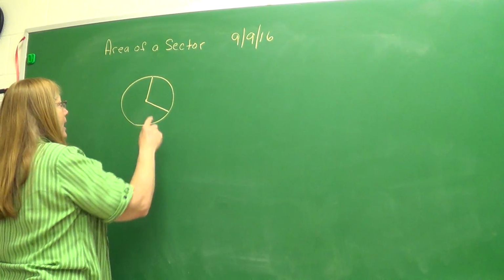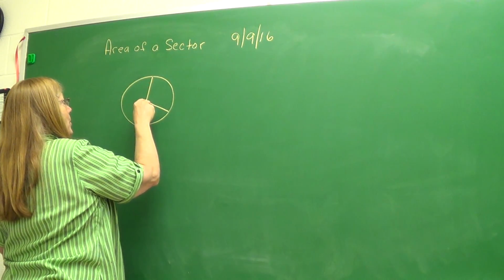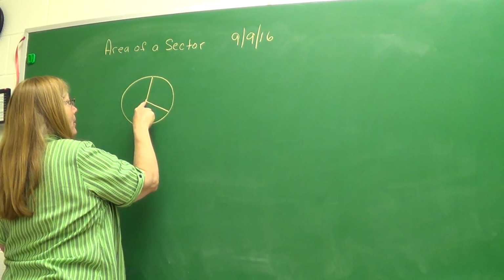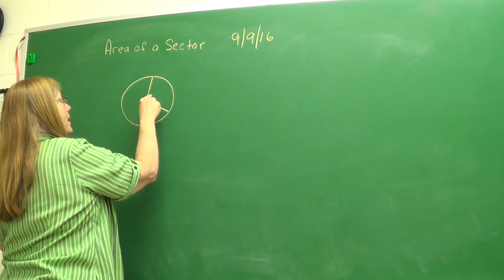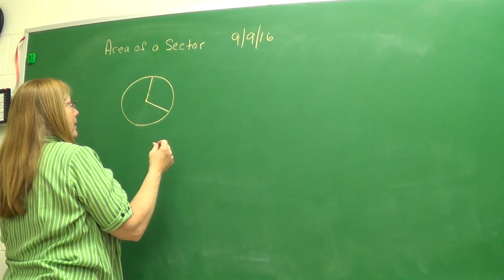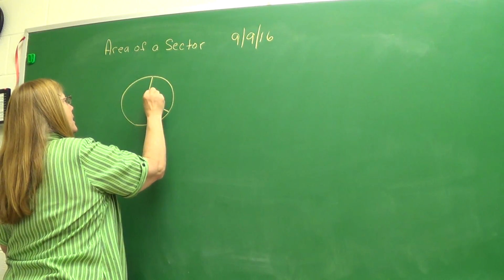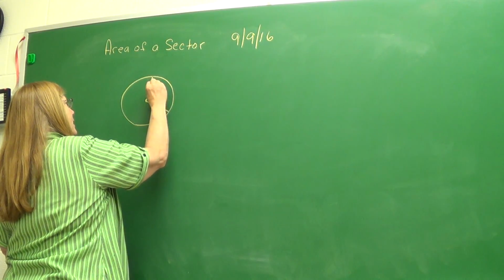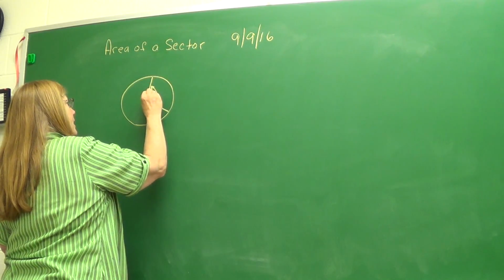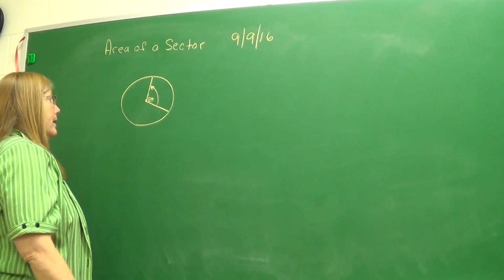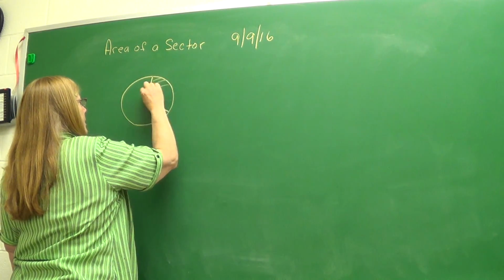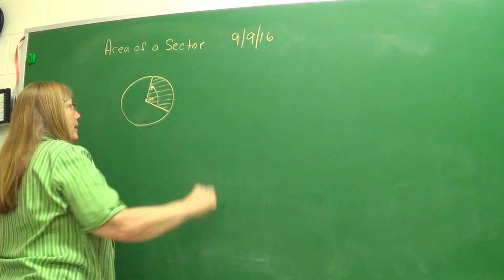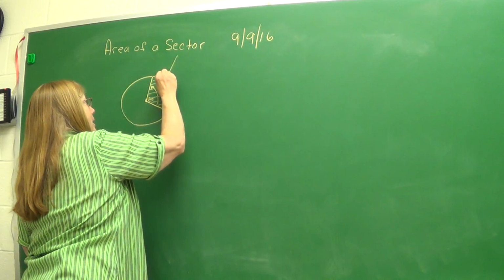So how cool is that? This radius makes one side of the central angle, and this radius makes the other. And this angle created inside is theta. So let me shade in the sector. All right, so that's what a sector is.